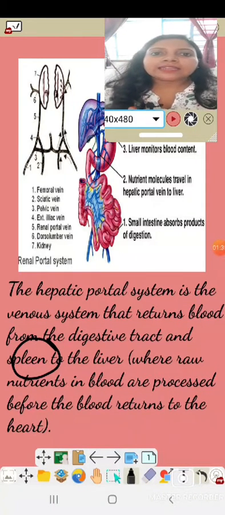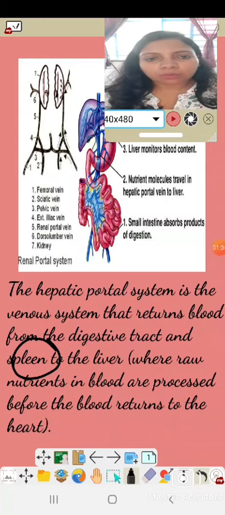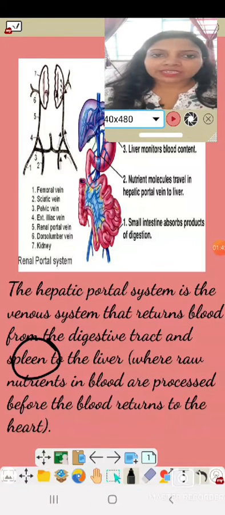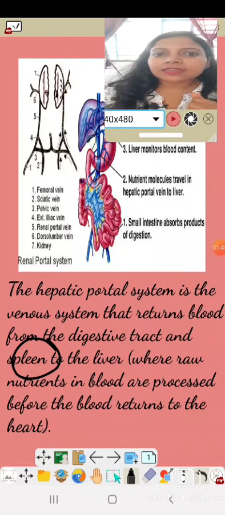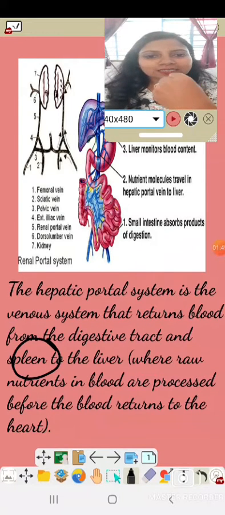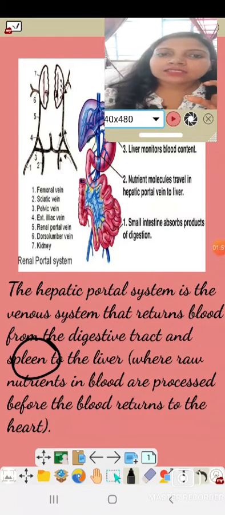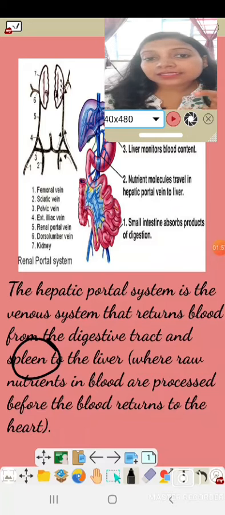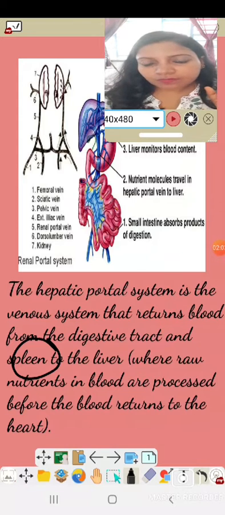The spleen is located in the upper part of the abdomen, just behind the stomach, above the left kidney. This spleen is just like a clenched fist, a closed clenched fist, which is reddish brown in color. It is one of the lymphatic organs, but it is the largest lymphatic organ.